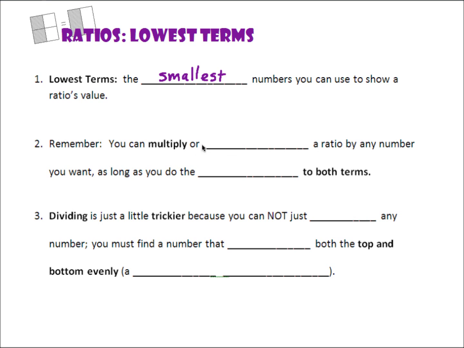Remember that you can multiply or divide a ratio by any number you want, as long as you do the same thing to both terms. Now dividing is just a little bit trickier, because you cannot just pick any number you want. You have to find a number that will divide both the top and the bottom evenly. We call this number a common factor. You may remember from fractions that if you find the greatest common factor, it'll save you some steps.